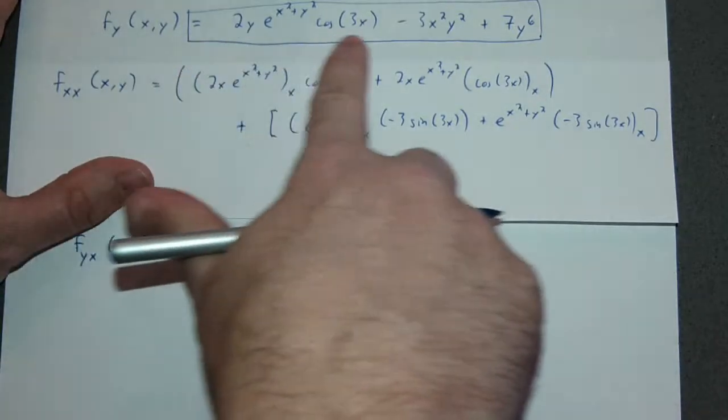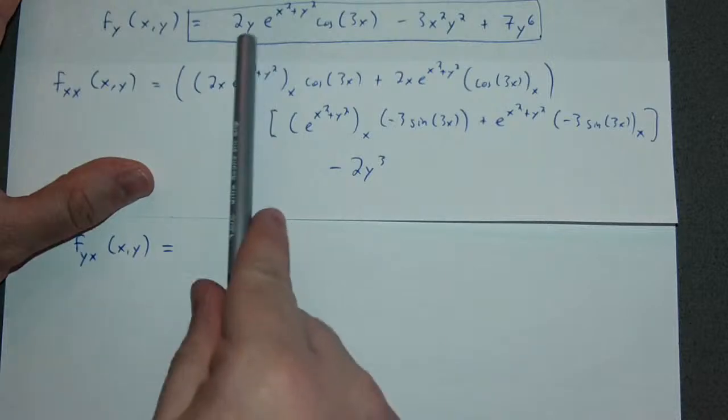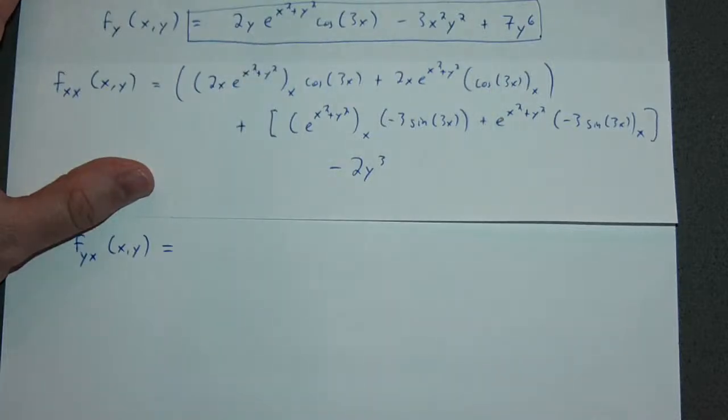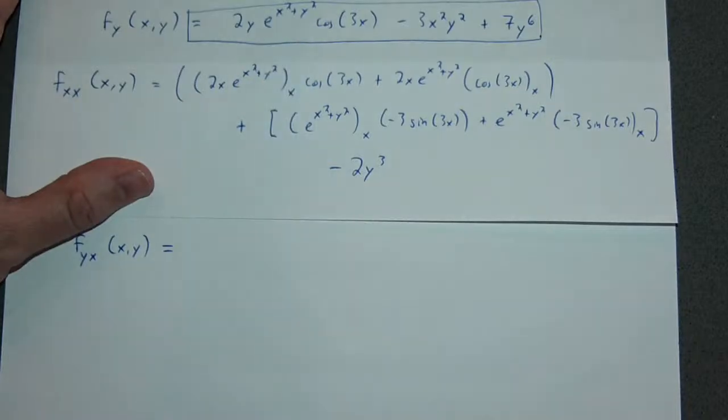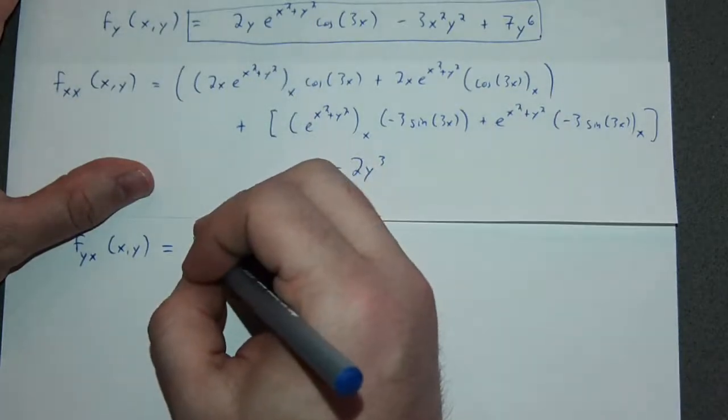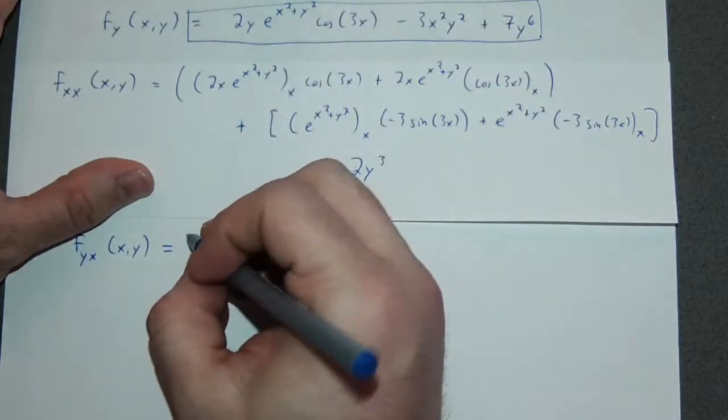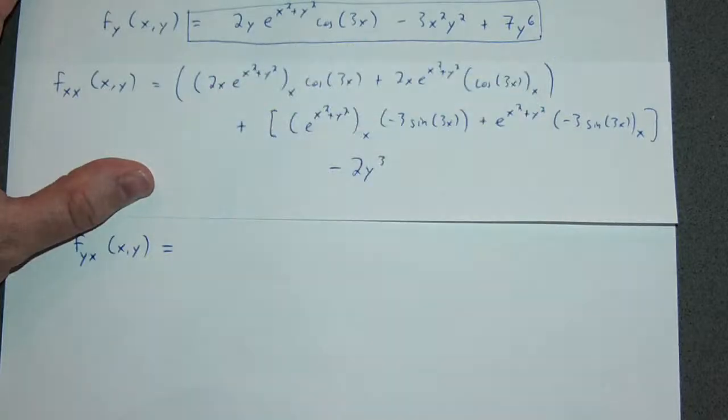So here's the y partial boxed here, and I have to compute the x partial of this. I'm going to have to use the product rule only right here. This is where I have to use the product rule. So I'm going to split it, and I'm going to group 2y with cosine 3x again.